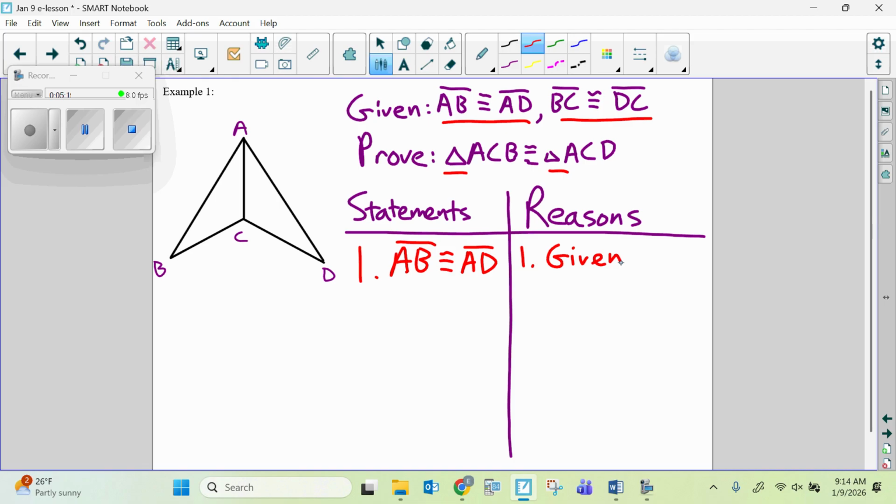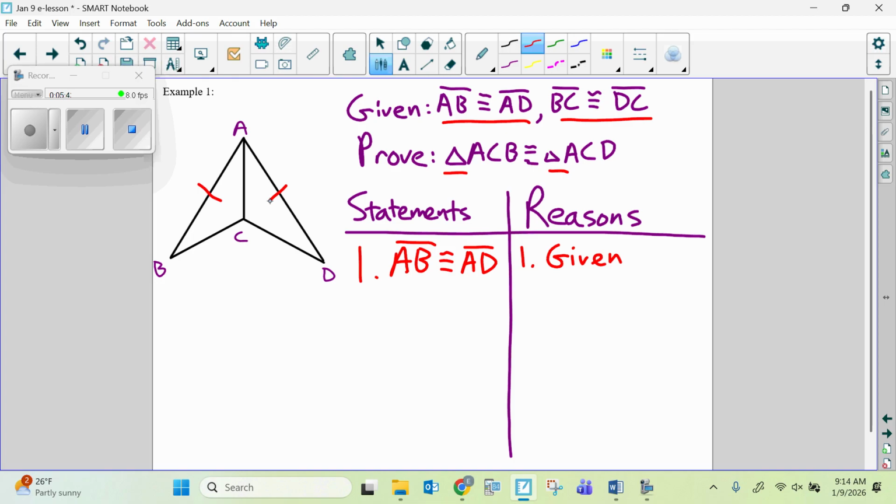So let's go ahead and mark, right? We're talking about segments here. So I want to mark segment AB right there is congruent to segment AD right there. So as you are writing your proof, as you're making your statements, make sure you are annotating your picture to reflect that.